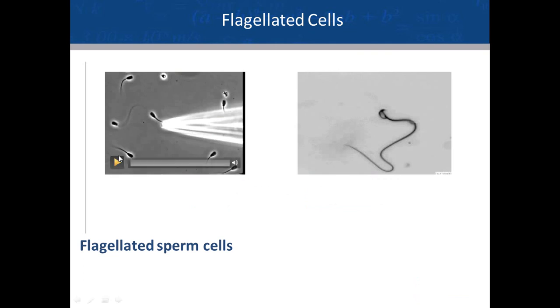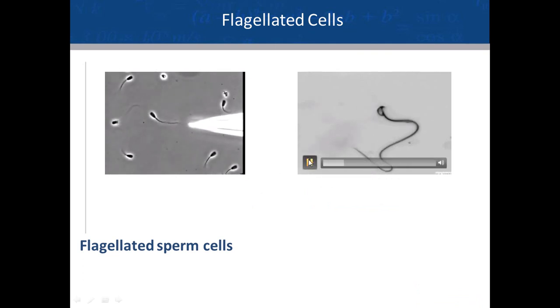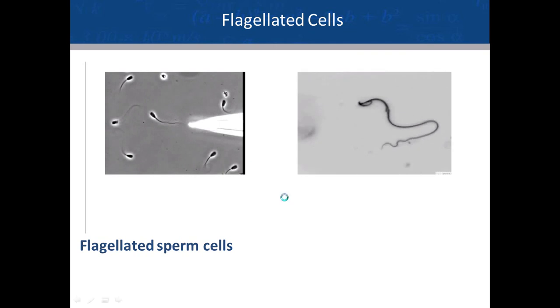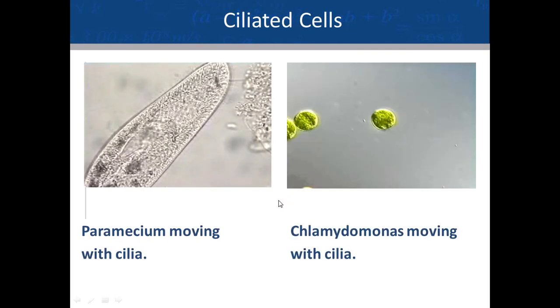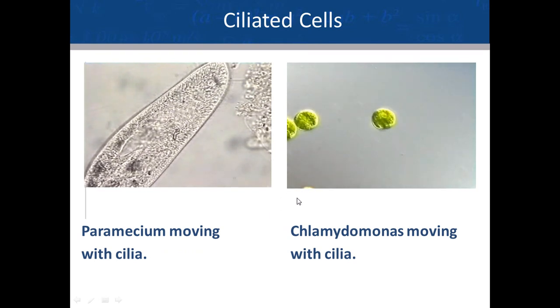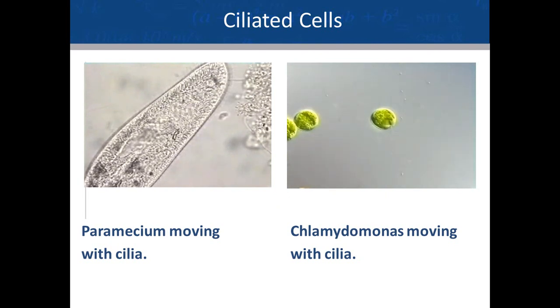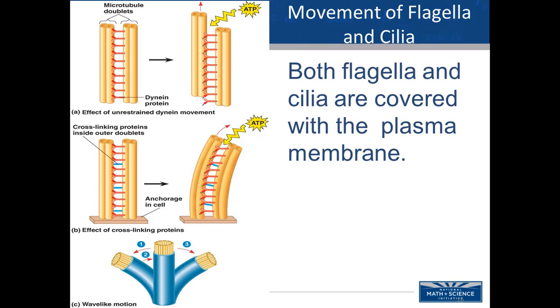So here is a short little video showing you some flagellated cells and how fast the flagella can beat. And over here is a much longer flagellated cell. And here we have some paramecium that is ciliated, and chlamydomonas that is also ciliated. And you can see that the difference between cilia and flagella happens to be the number and the length of the structure.